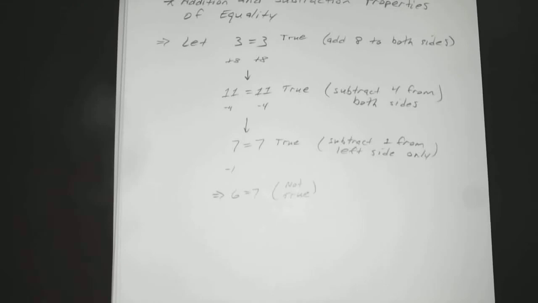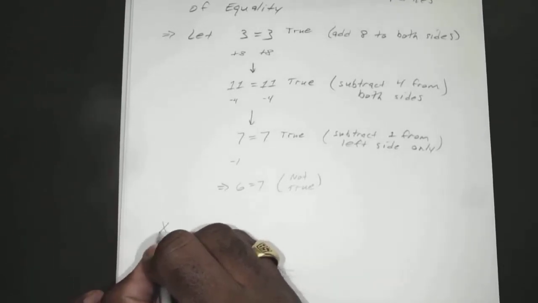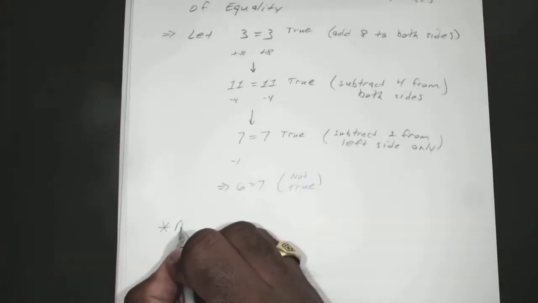You can think of it like a leveled off seesaw. If you put the same amount of weight on both sides, it'll always stay level. If you put more weight on one side than the other, then it tilts over. So that leads us to the addition property, or addition and subtraction property.